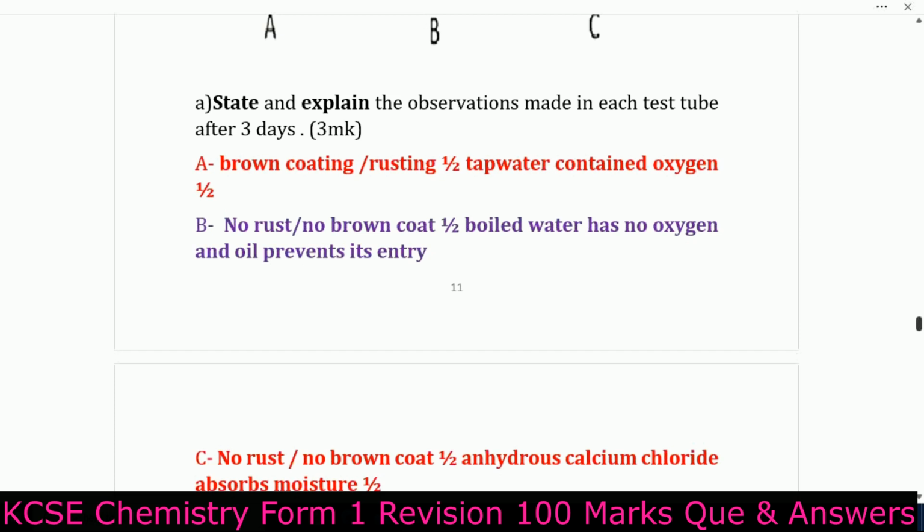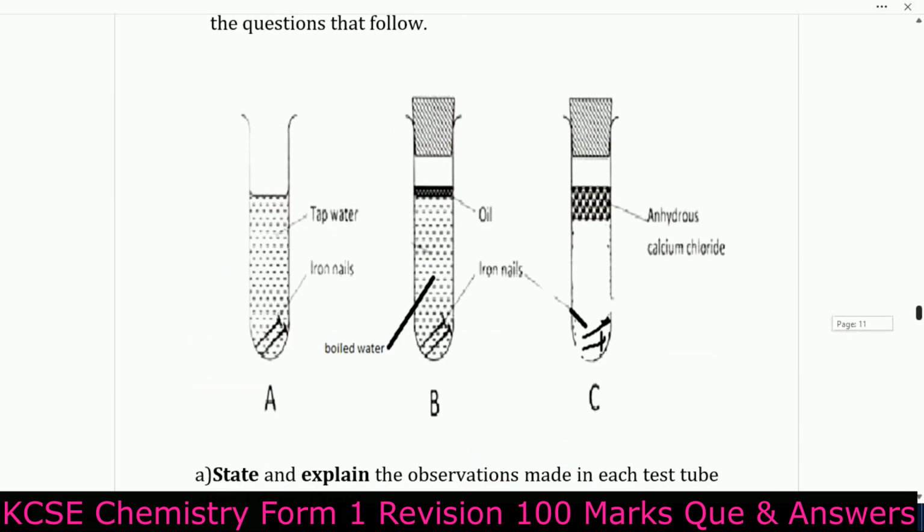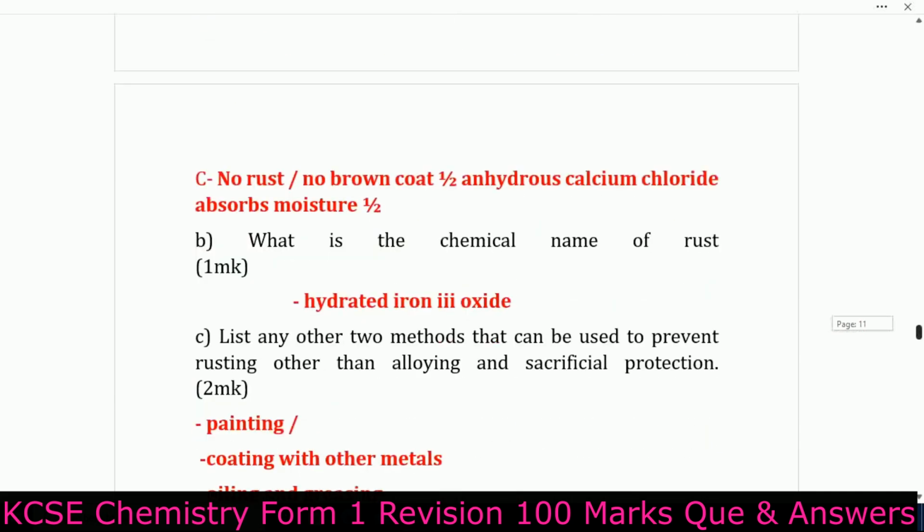Boiled water has no oxygen, and oil prevents its entry. C, it has anhydrous calcium chloride only, and nails. What happened? No rust, no brown coating, because anhydrous calcium chloride absorbs moisture.